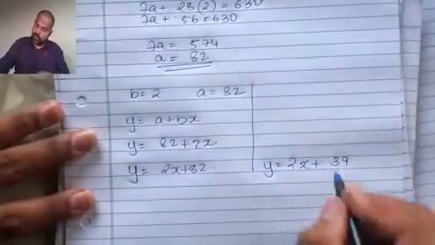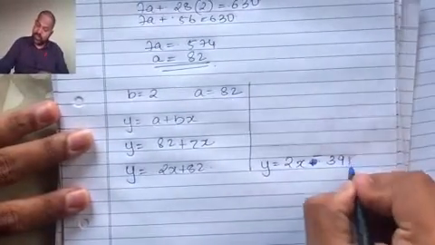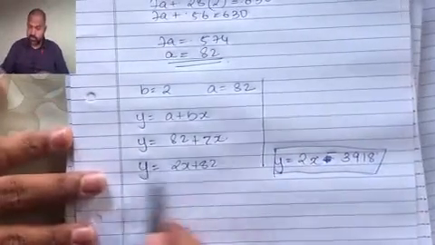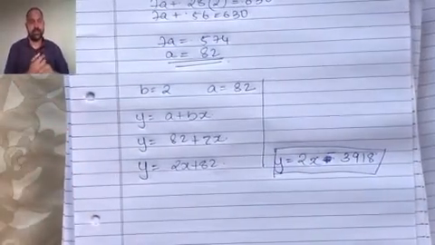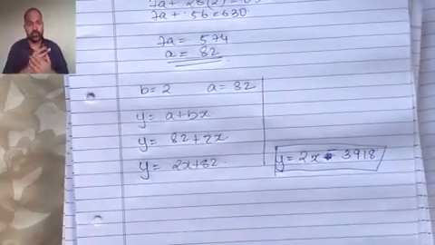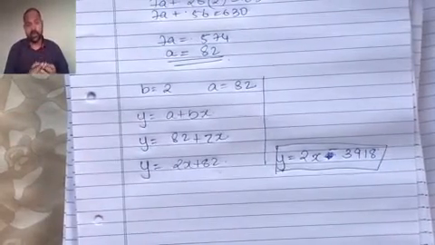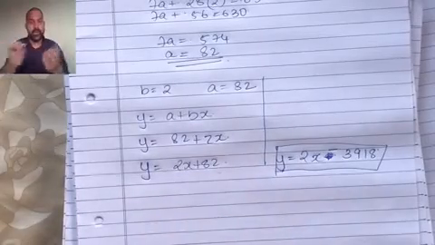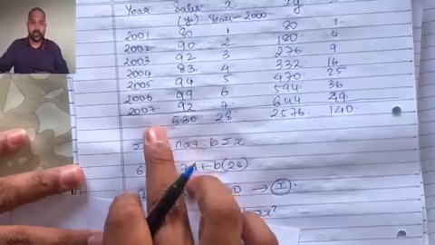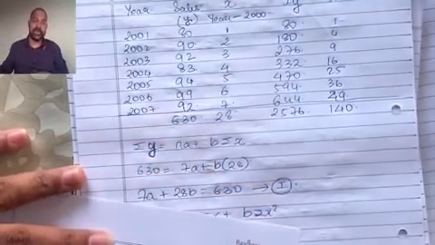Yes. Minus 3918. This was your original equation, and now this is changed to this. Let's start the prediction. Now what? You have your value of y on x. Now for any given value of x, you can find y. Where did we stop? They stopped at 2007. They want the data for the next 3 years.